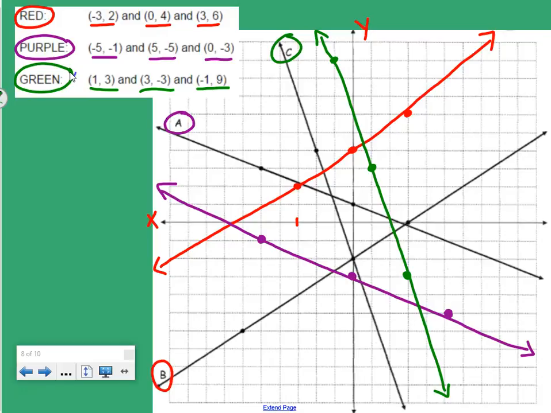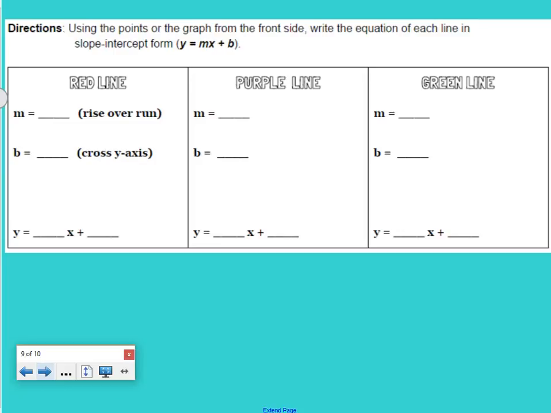So right here where I have red, purple, and green, I'm going to write next to red, B, because it was parallel to line B. Purple, I'm going to write A because it was parallel to line A. And next to green, I'm going to write C because it was parallel to line C. All right, that's the first page. So then if you flip over, there's going to be some questions that you're going to need to answer about the lines so that you can discover what is special about parallel lines. So first piece I'm going to go over with you.